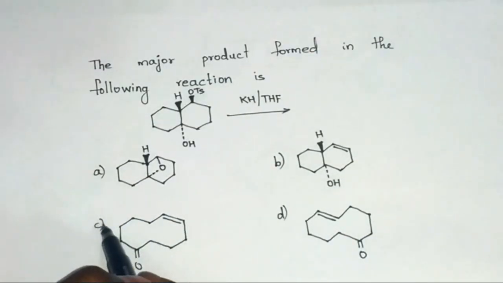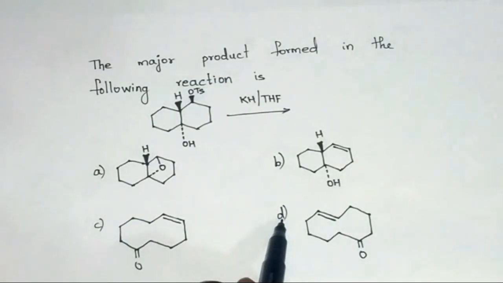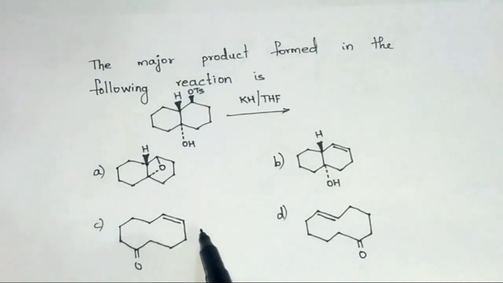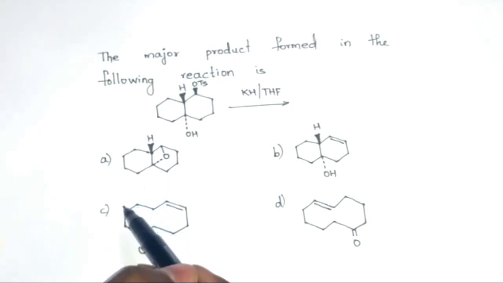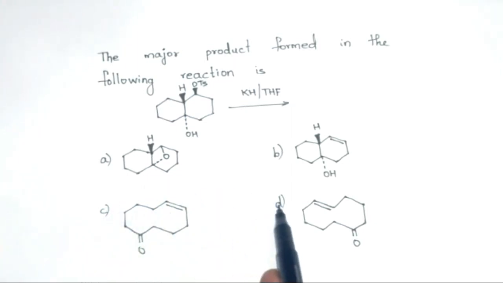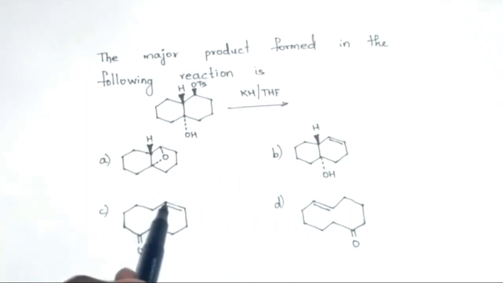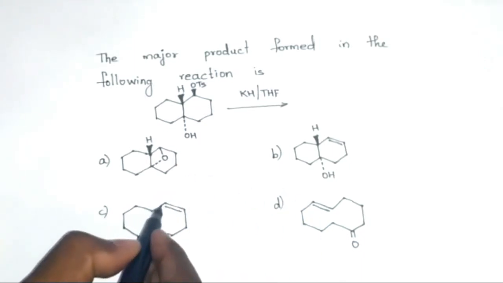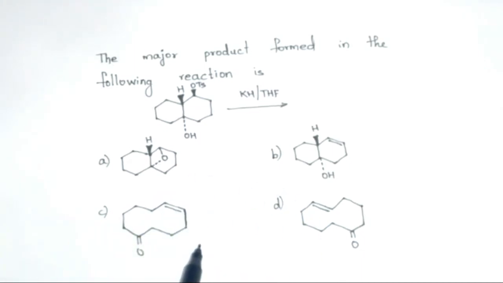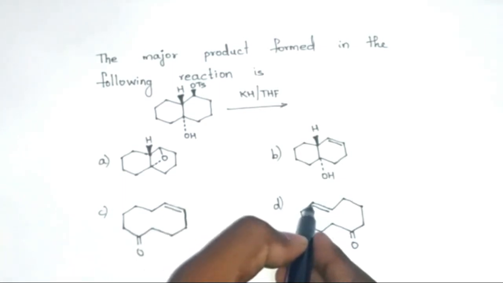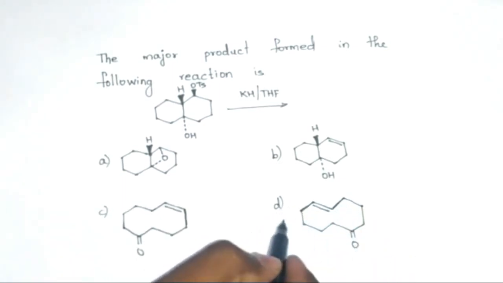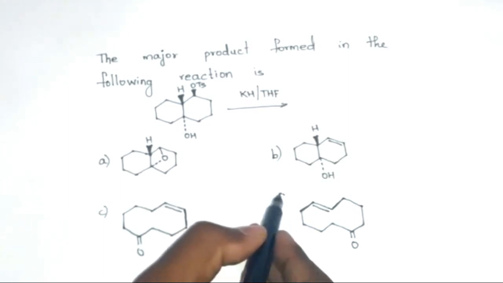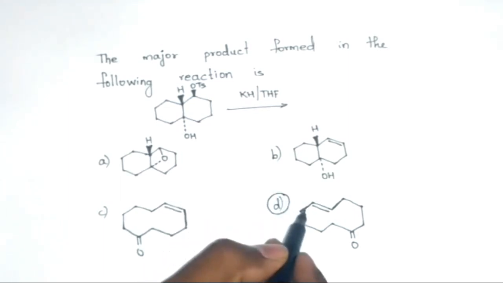So option C or option D could be the right answer. But we need only one answer, so there is a competition between option C and option D. In order to get the right answer, we have to look at the double bond here. When you consider this bond, it is cis to each other. But when you consider this bond, it is trans to each other. So option D, which has a trans double bond, is the right choice.